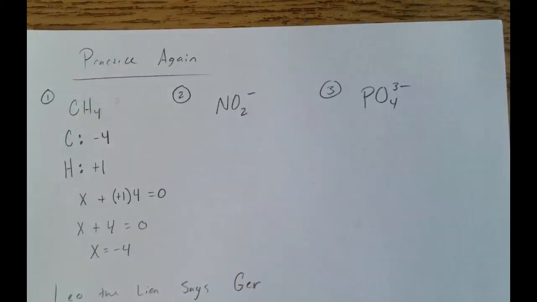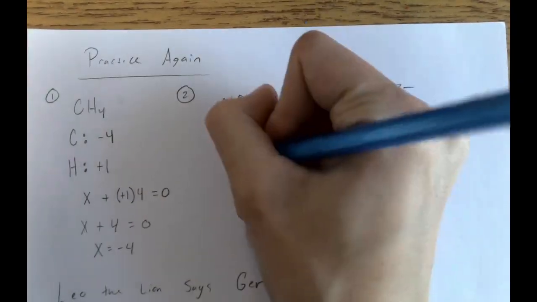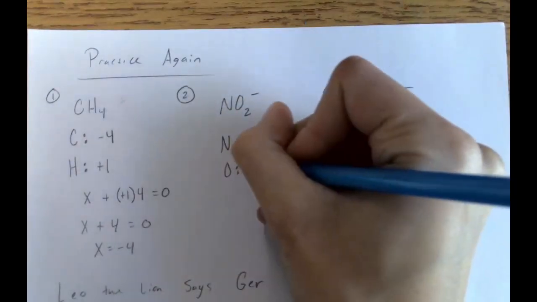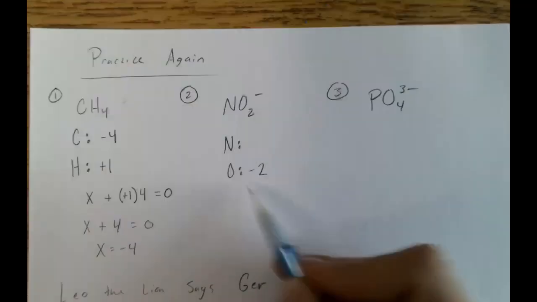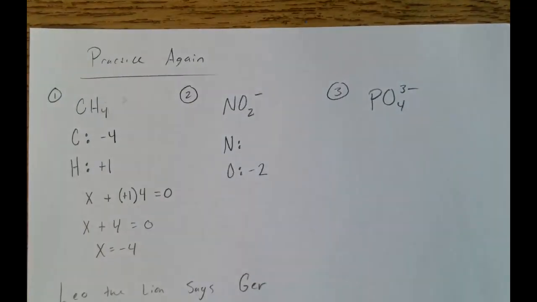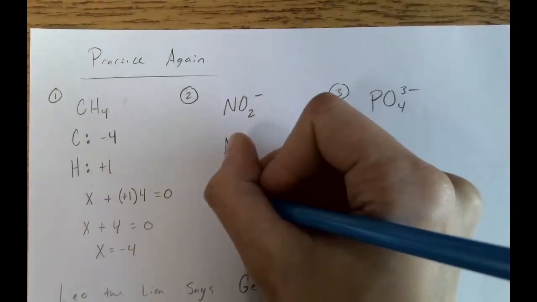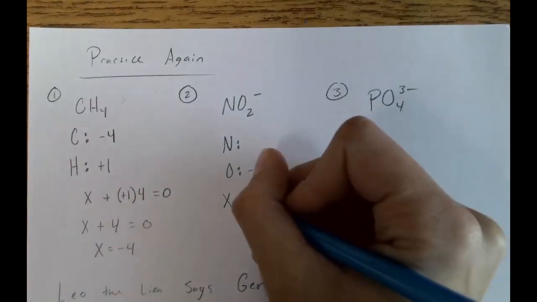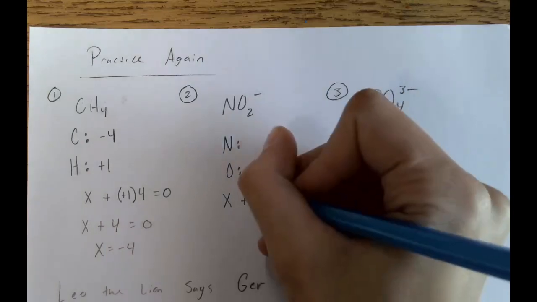Same thing over here. We're going to go with nitrite. Nitrite has nitrogen and it has oxygen. Now I know for sure oxygen is -2 because that's one of my rules. So now I'm going to use that as a starting point to figure out what the charge of nitrogen is. Again, I don't know what nitrogen is, so I'm going to call that X. So I'm going to add that to whatever the net total charge that oxygen is contributing. So oxygen has a -2 charge right here.